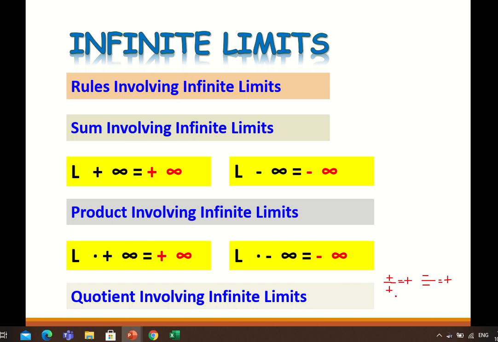So if you have plus divided by minus, the result would be minus or negative. Or if you have negative divided by positive, you will have a negative quotient as well. Okay, so that's the rule involving a quotient involving infinite limits. All right, so let's move on.